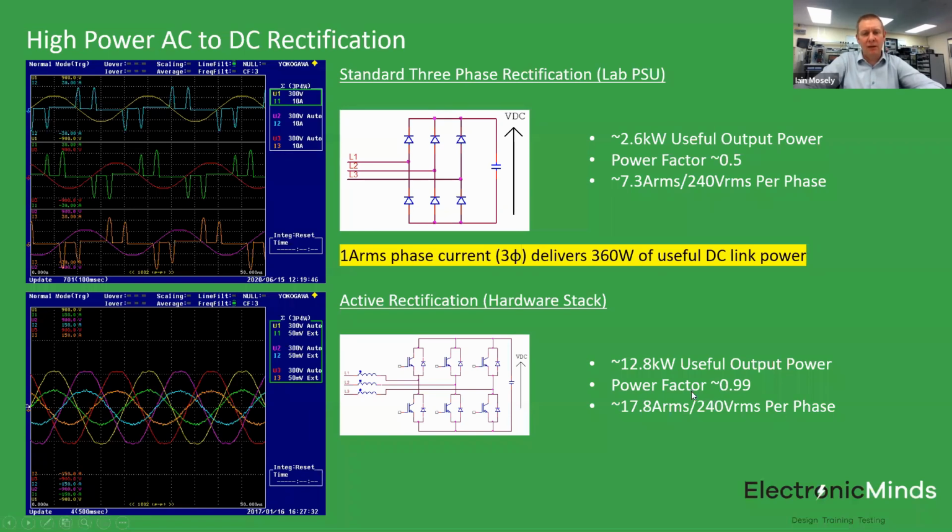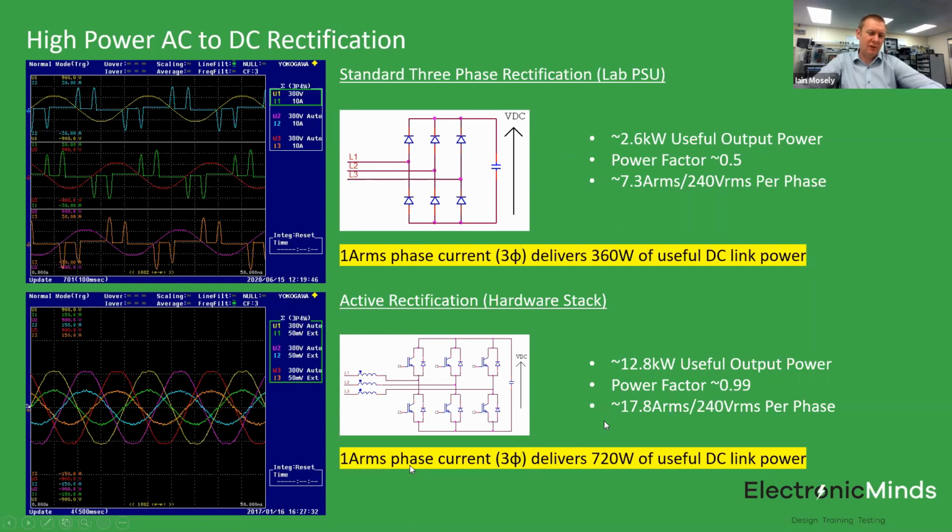If we want to normalize that, because this is a higher power scenario, of course, if we want to normalize that and compare to the standard three-phase rectification, you can see now in this case, for every 1 amp of RMS phase current on the three-phase system that we have, that now delivers 720 watts of useful DC link power, which gives you an idea.